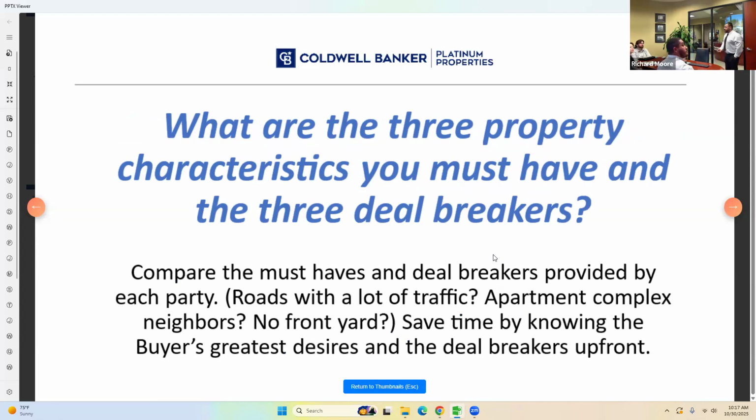What are the 3 property characteristics that you must have and the 3 deal breakers? 3 must-haves could be, I need a downstairs bedroom, whether it's single or 2 stories. I want a 2-car garage, have to have that. And I want a good sized yard. Those might be the 3 things I have to have. Bedrooms, I don't care, they could be small. I just sleep in there, doesn't matter.